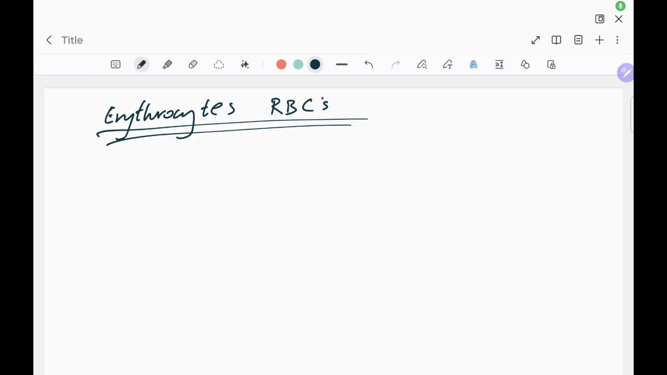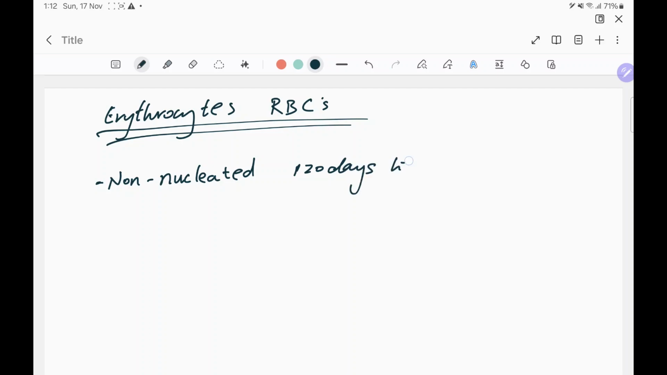So now let's talk about erythrocytes, or RBCs, red blood cells. If we look at our red cells, they are very unique. They're non-nucleated, no nuclei. They're present in your blood. They're the most abundant cell in your vascular compartment. And they live for 120 days, a lifespan of 120 days on average.